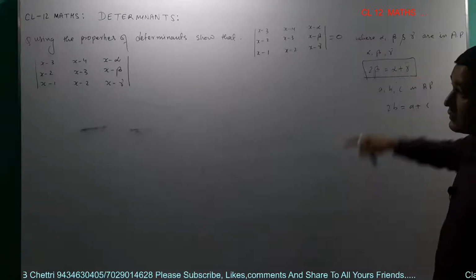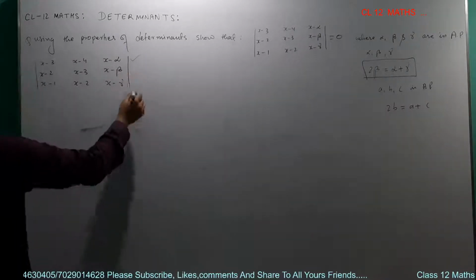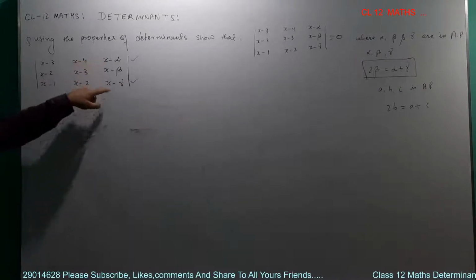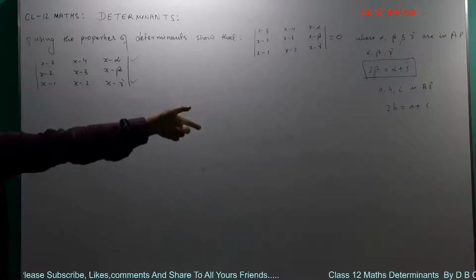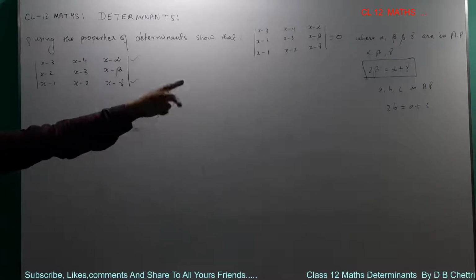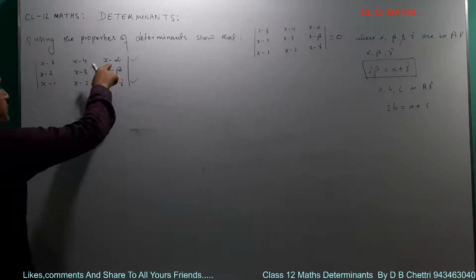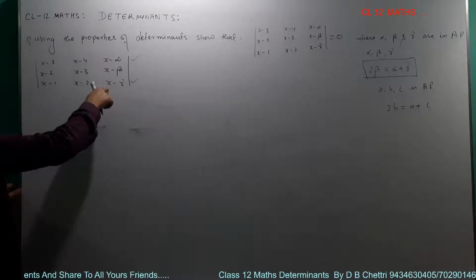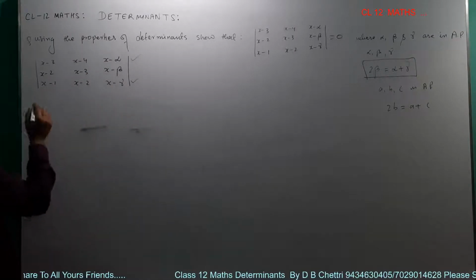Where are alpha and gamma? Just check it. Alpha is in R1 and gamma is in R3. That means we are going to add these two, because alpha plus gamma can be replaced by 2 beta. Now R1 changes to R1 plus R3, because alpha plus gamma is 2 beta.